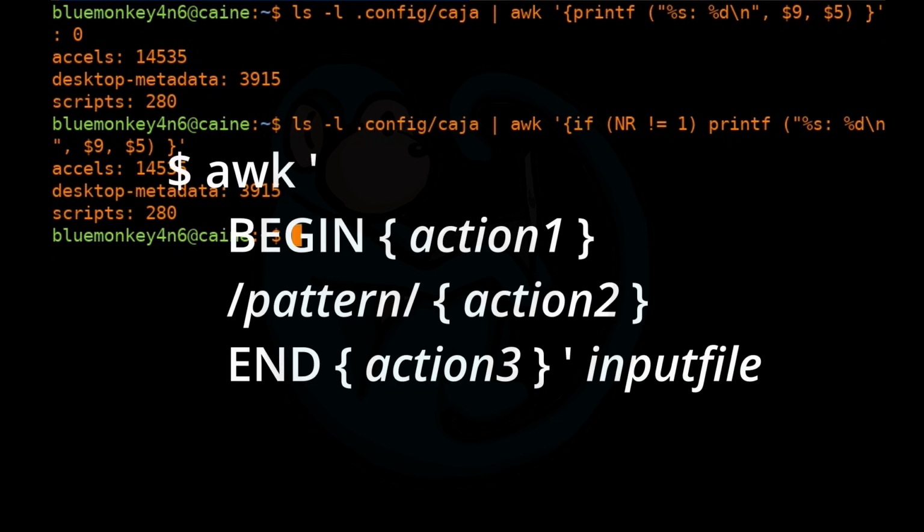You have awk, and then the single quote, and you have begin, and after that within curly braces you have the first action. Then you have your pattern within forward slashes, and then after that you'll have the second action within curly braces. Then you have the end section followed by curly braces, which contains the third action. And once again, you end the quotes, and then you have your input file.